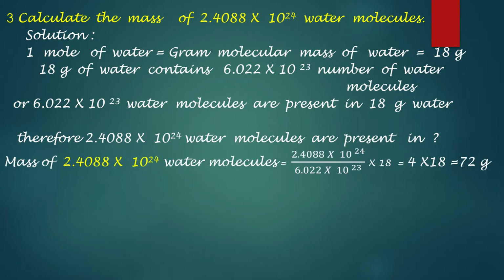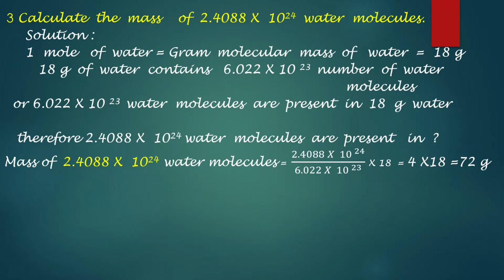So the mass of 2.4088 × 10^24 water molecules equals 2.4088 × 10^24 divided by 6.022 × 10^23, times 18, that is equal to 4 × 18, which is 72 gram. Now 72 gram is the mass of water containing 2.4088 × 10^24 water molecules.